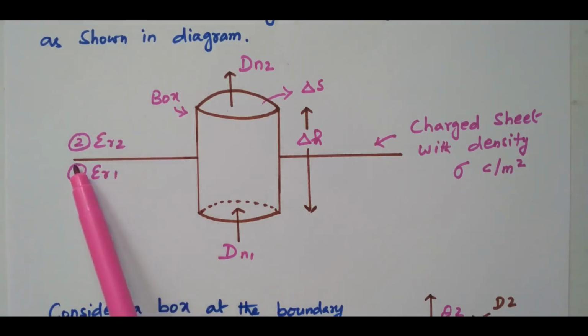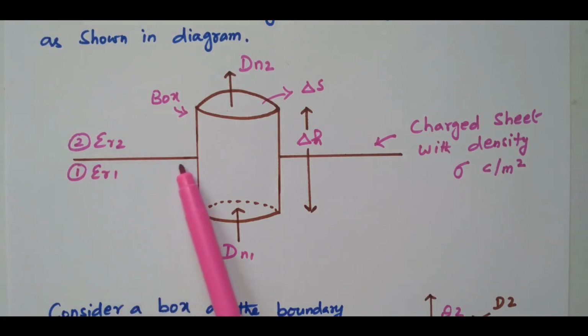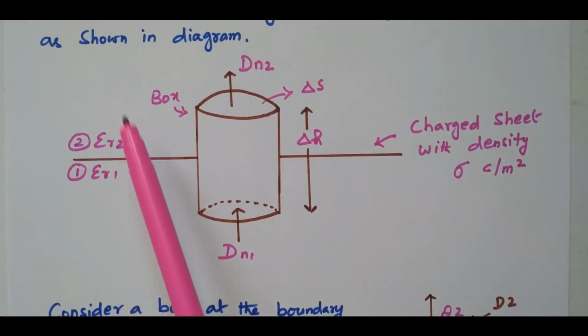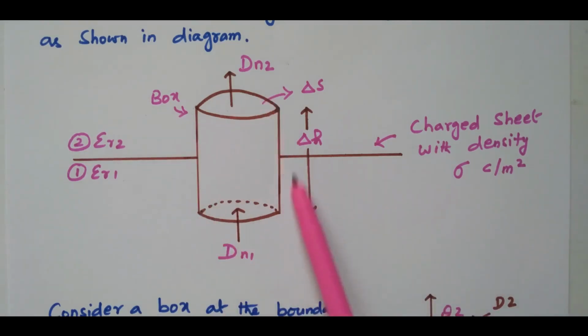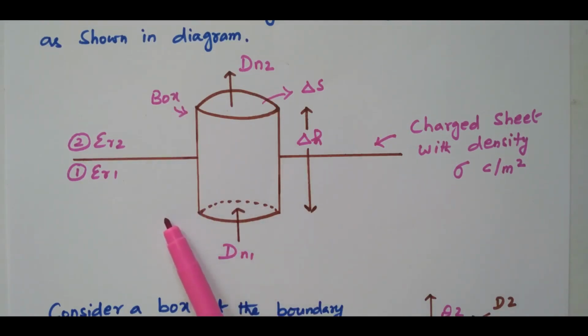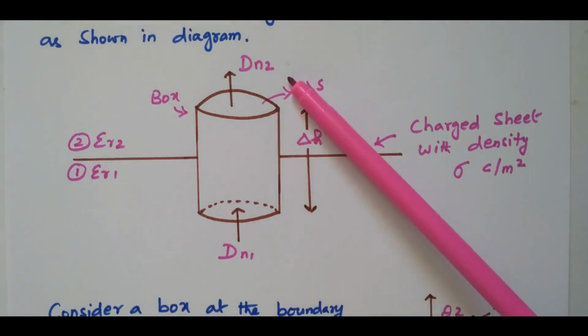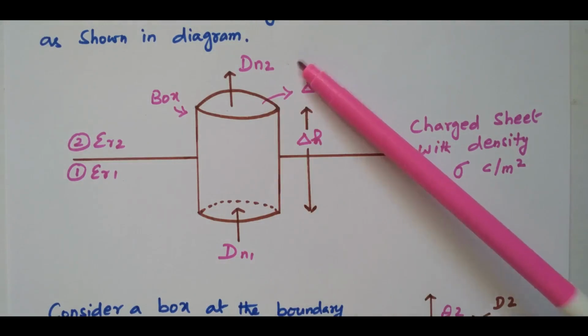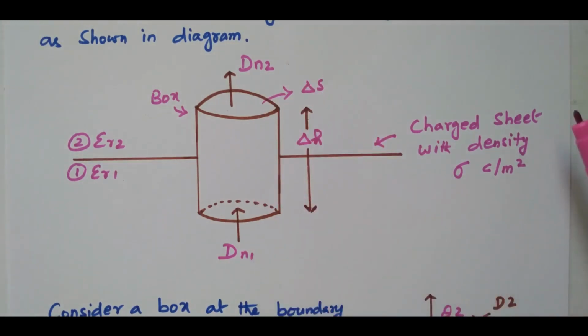Both are combined together, that line is nothing but a boundary between the first dielectric and the second dielectric. We placed one box such that it encloses both the media. It covers both dielectric 2 as well as dielectric 1. The box is placed such that half is available in dielectric 2 and half is available in dielectric 1.